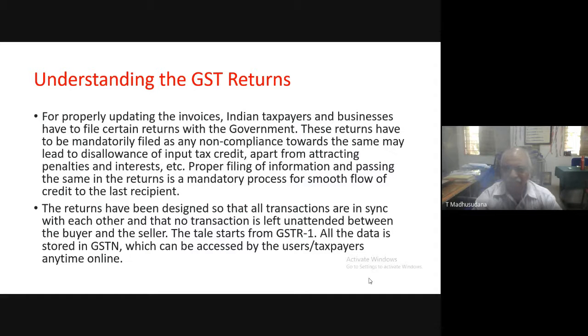So the GST returns have been designed in such a way that every piece of information is synced online and no transaction is left unattended between the buyers and sellers. All the data is stored in GSTN, which can be accessed by the users, taxpayers, anytime online. Okay, this is about the GST returns.